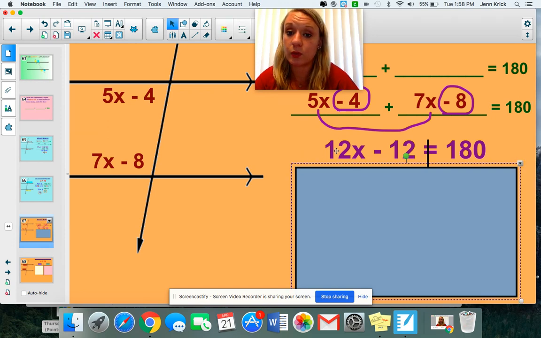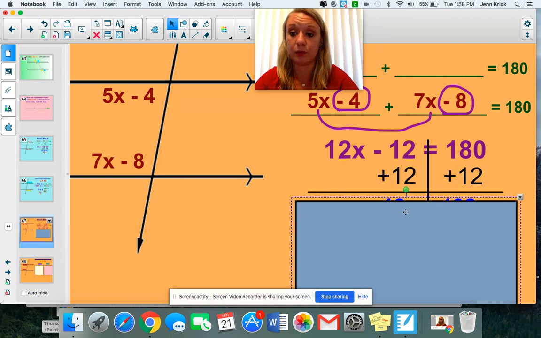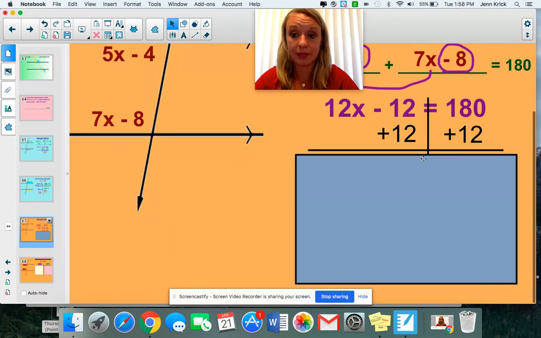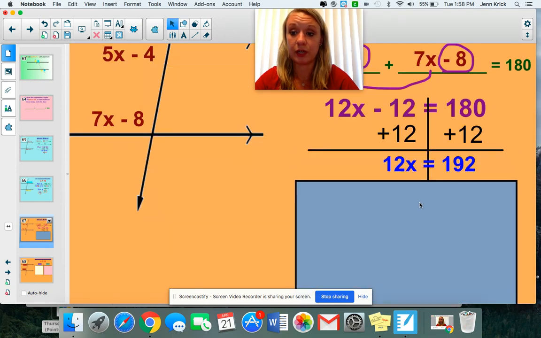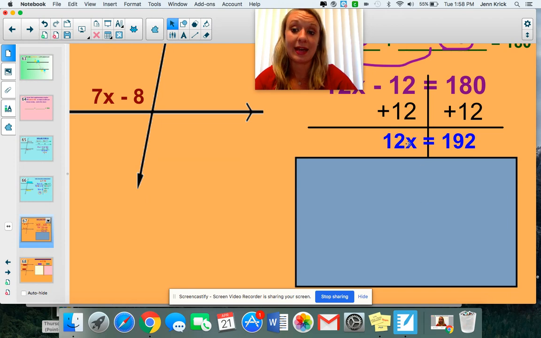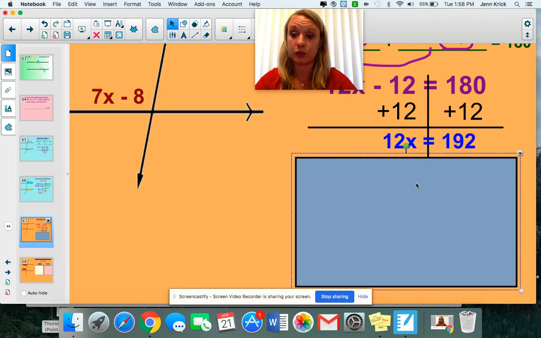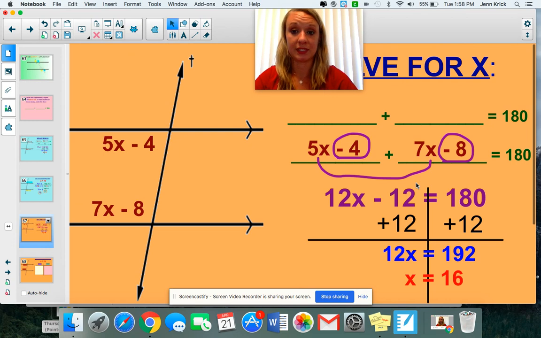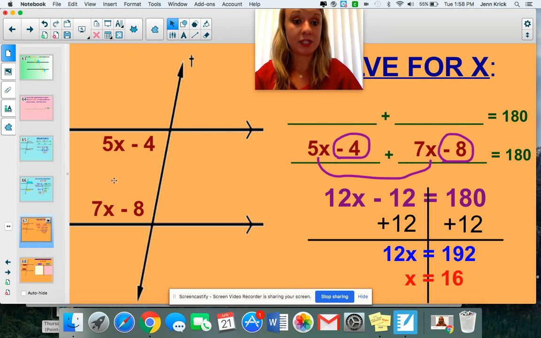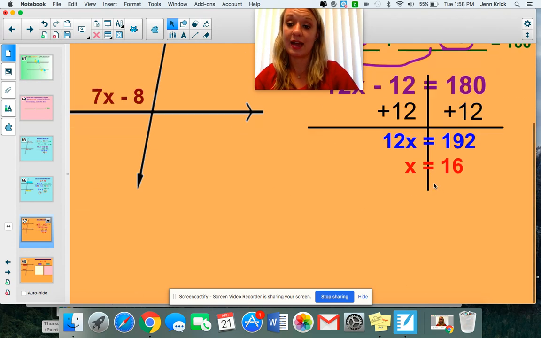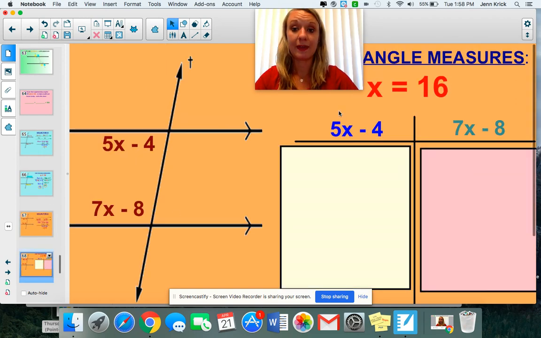Now, to start getting 12x by itself, we need to do the inverse of -12, which is adding 12 to both sides. So here's where we are. These are going to cancel, and you'll be left with 12x equals 192. To get x by itself, we would divide both sides by 12, and we get x equals 16. So because these are same side interior, we know that we can plug in both expressions and add them all up to 180 degrees. When you did that, we got x equals 16.